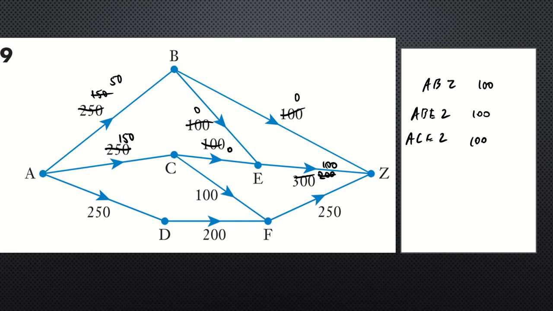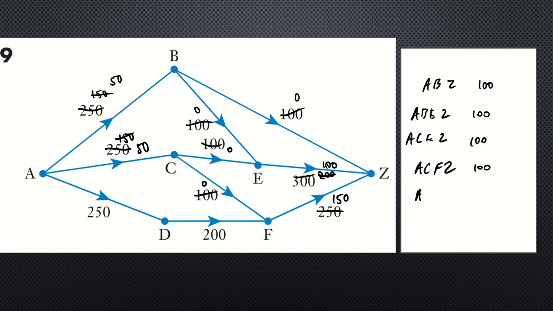Next, we can use A, C, F, Z. The lowest we can use is 100, or the most we can use, I should say. So that's going to become 50, 0, 150, and 100. It looks like we've got our last path again. Looking at AC, we can use 50 there, but we're restricted here because that's down to 0. Even though we've still got some flow left in AC and EZ, CE is letting us down.